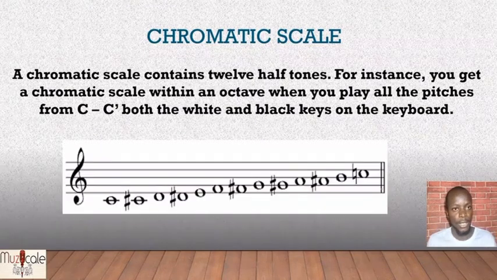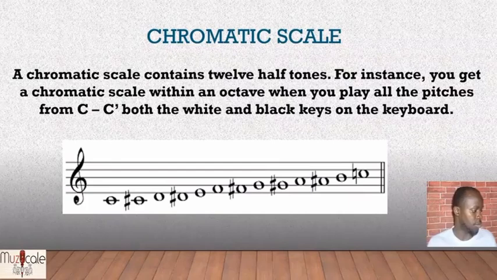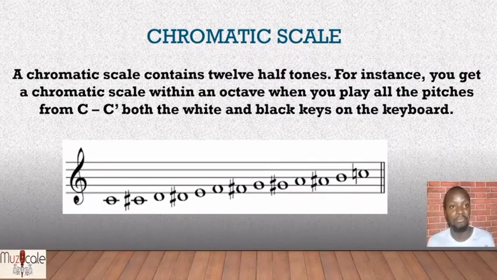So you have the C chromatic scale here. It means you can build a chromatic scale on any musical letter, right? We just built it on C here, right? So you have all the pitches from C to the upper C, right? So that is the chromatic scale.